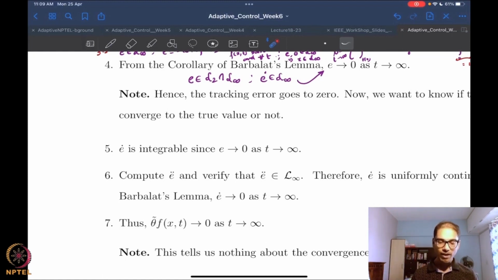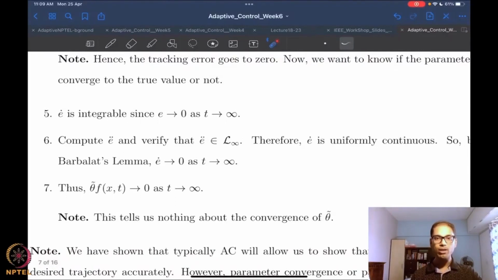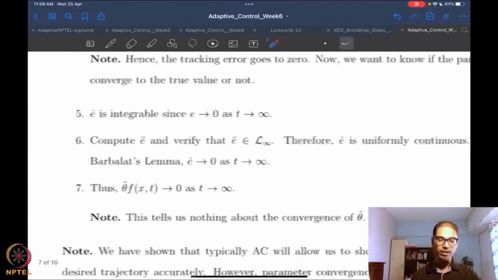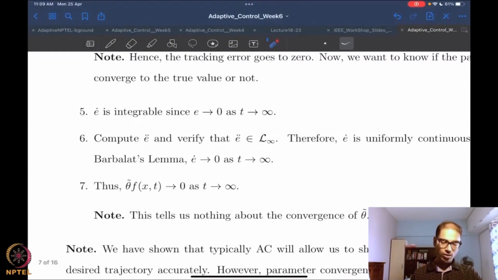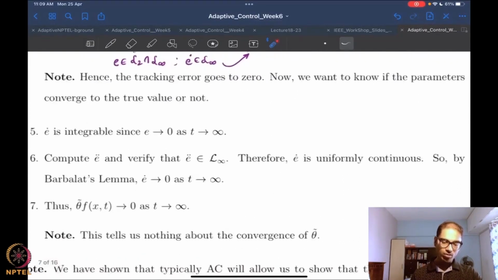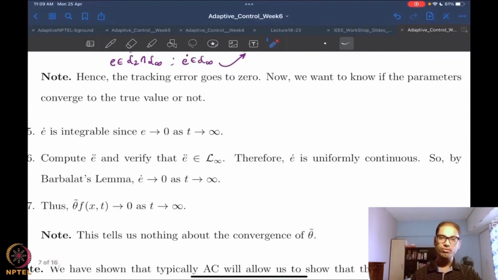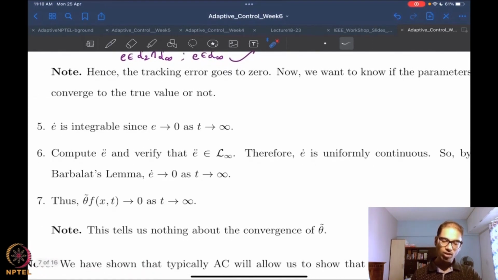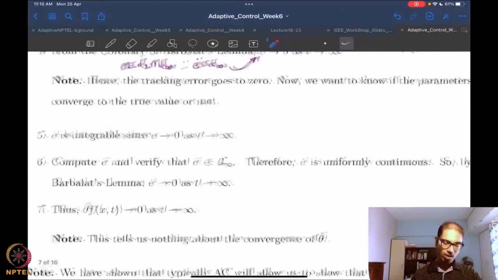I've not said anything about theta tilde yet. So let's look at what happens. But the important thing to note is that the tracking error goes to 0 in spite of there being unknown parameters. So now we want to know if the unknown parameters converge to the true value or not. How do we do that?